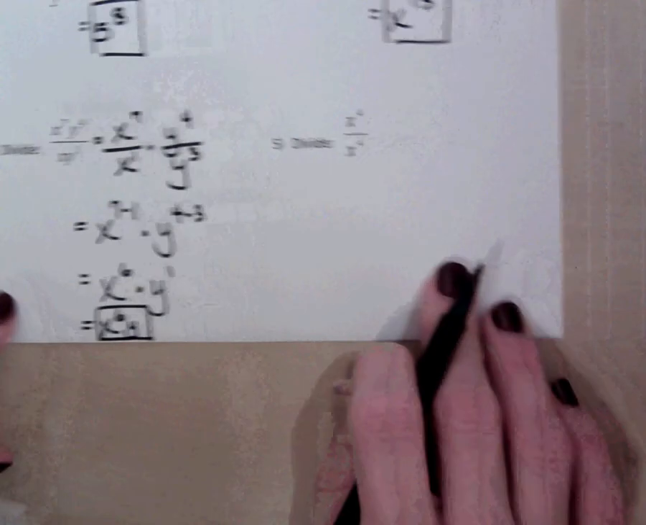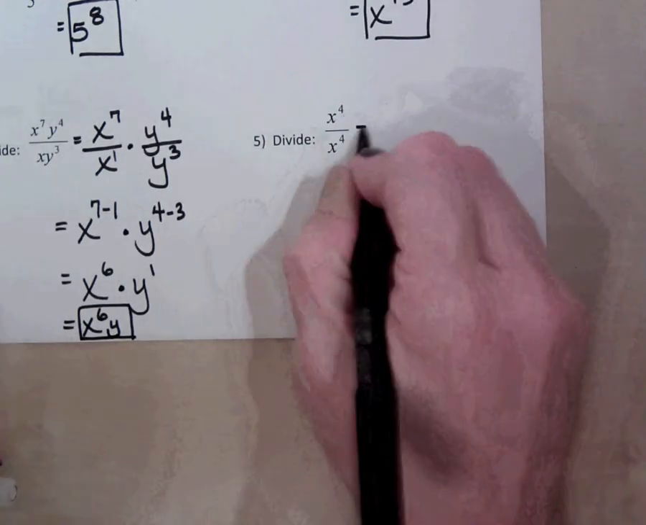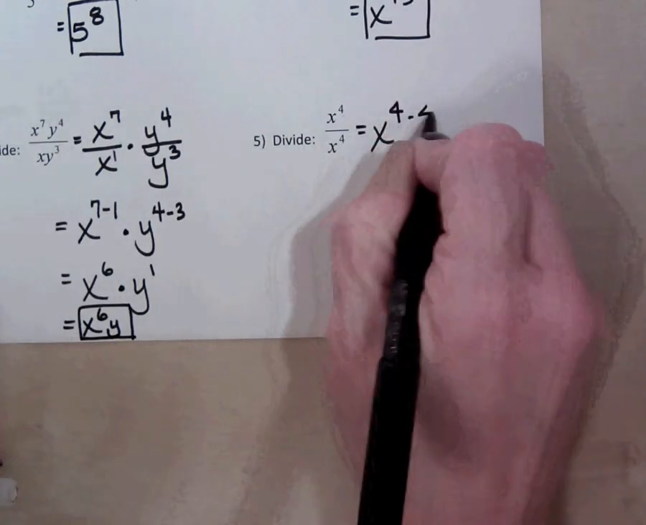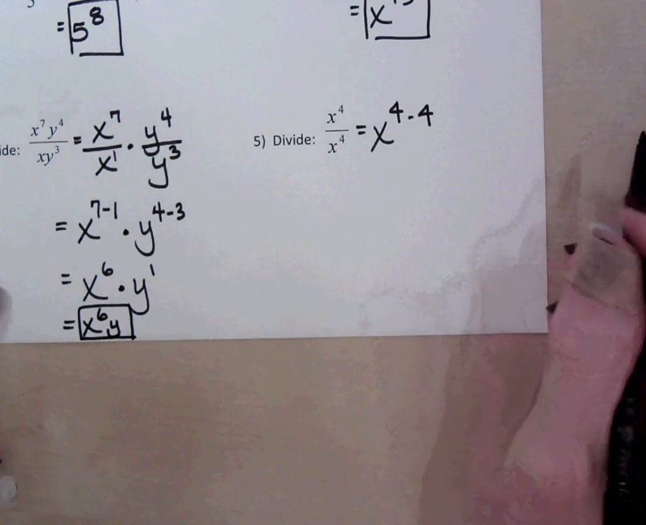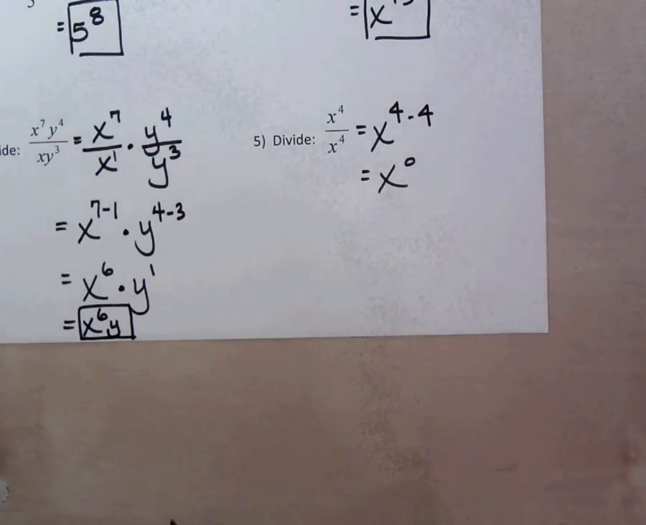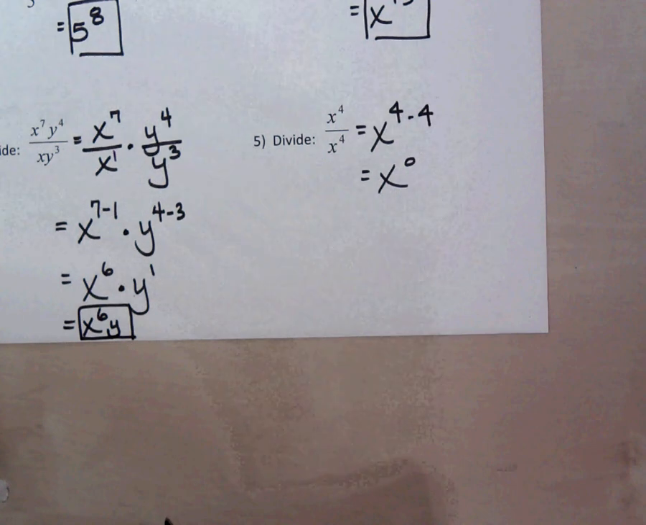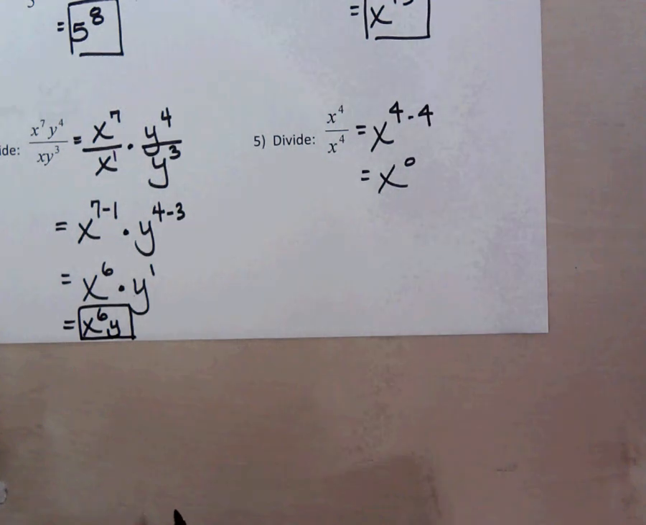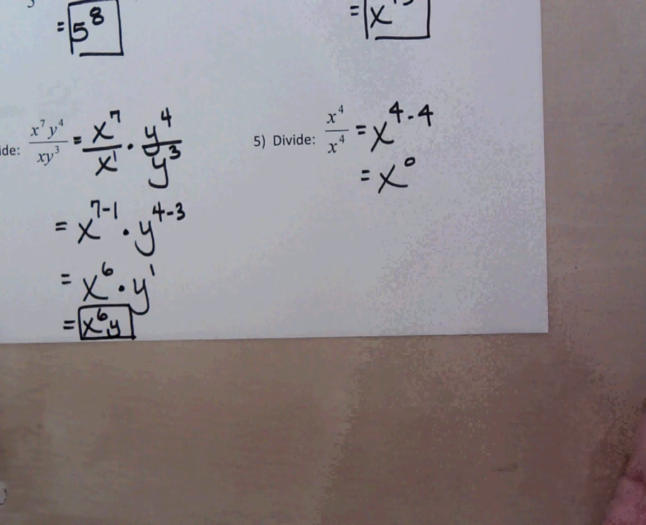Let's go to number 5. According to this, I should do x to the power of 4 minus 4, which is going to give me x to the power of 0. That's kind of different. We haven't really seen that before. So we need to know what that means, x to the power of 0. Well, what does that mean?